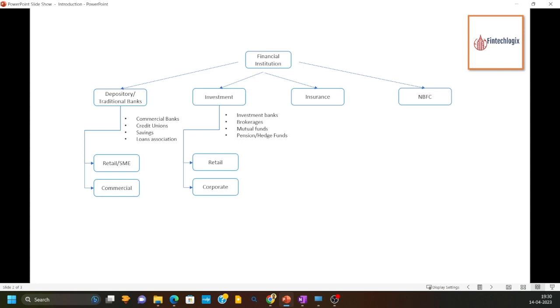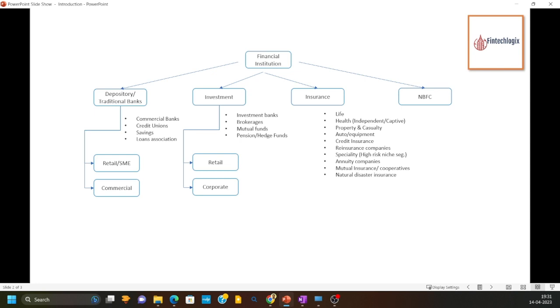But if you see JP Morgan or Morgan Stanley, they primarily serve corporate customers. So based on that, it can be divided. Let's move to insurance. So we know multiple types of insurance. Some of these are basically used for retail that we know. So, for example, your life insurance or your health insurance that we take for all our medical expenses.